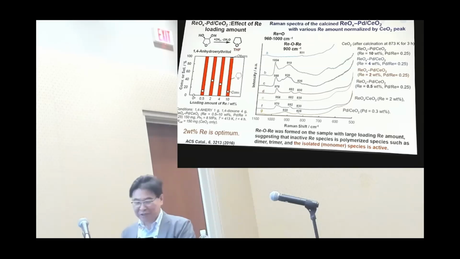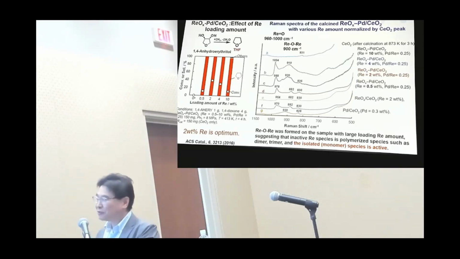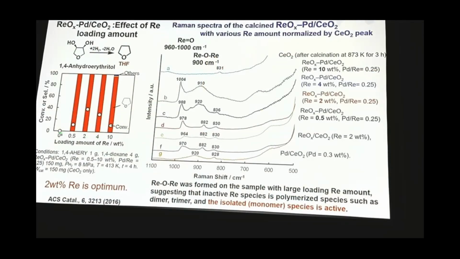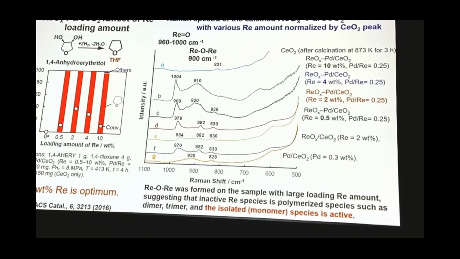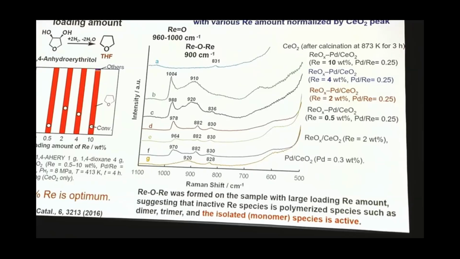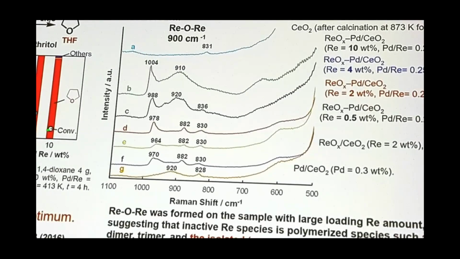Another important behavior is the effect of the loading amount of rhenium. Conversion and selectivity as a function of the loading amount of rhenium. 0.5 and 2. Activity is increased with increasing the loading amount. The activity is almost proportional to the rhenium. But you can find, at 4 weight % rhenium and 10 weight % rhenium, the activity is drastically decreased with an even larger amount of the rhenium species.